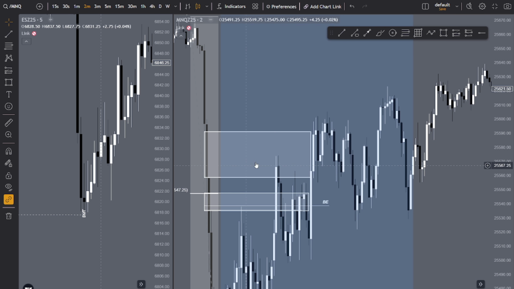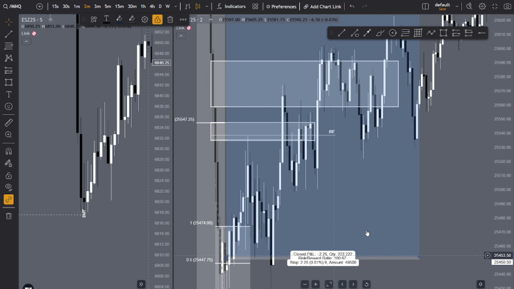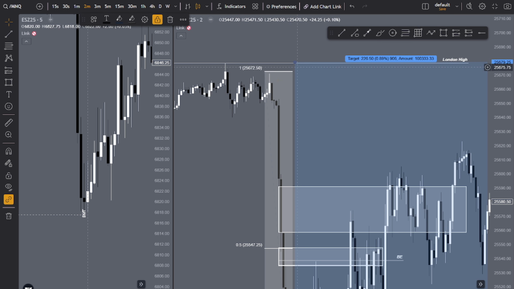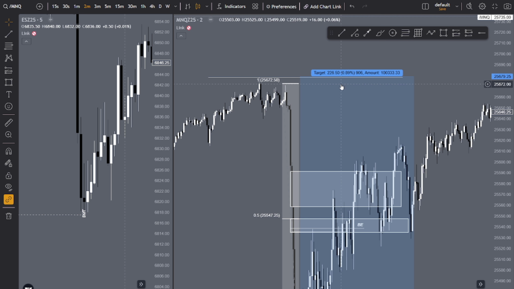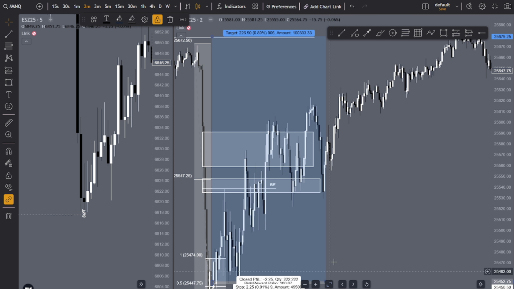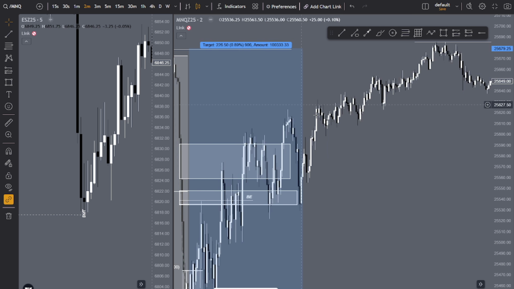Okay. We tap into this other 2-minute fair value gap. We respect it. We come back down, we come back down. We're still in this. We're still going break even. I'm targeting this. You can choose. This is up to you. You can choose to take partials in the second one or let it run. So I personally would have taken some partials and then let it run to these highs.